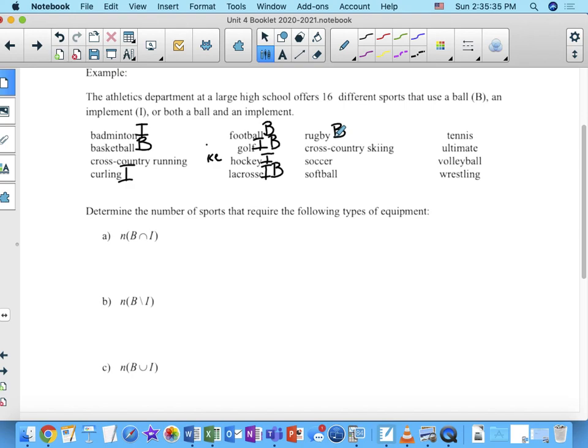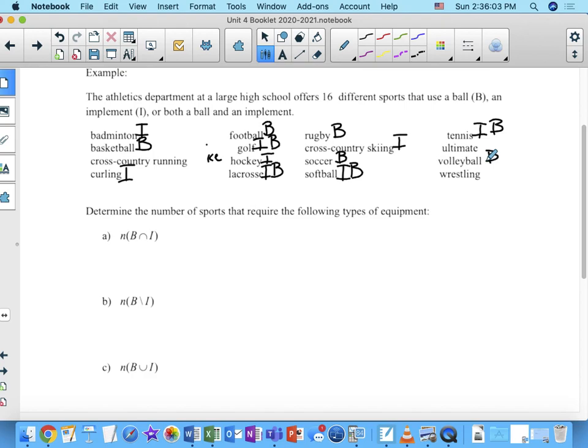Okay? Rugby uses a ball, a rugby ball, even though, again, that's not really spherical, but go with me. Okay? Cross-country skiing. There are implements in cross-country skiing because those would be the poles. Soccer uses a ball. Softball, there's a bat and a ball, so that's an implement and a ball. Tennis, again, uses both because you've got the racket plus the ball. Ultimate frisbee, neither. Frisbee is not a ball. Volleyball uses a ball, and wrestling uses neither.